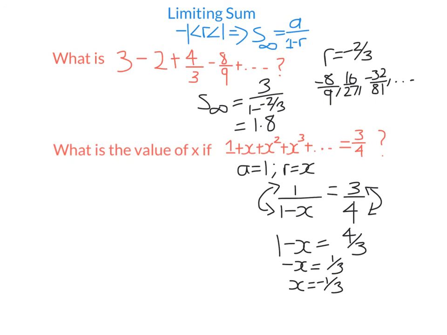So this will be the sequence 1 minus 1/3 plus 1/9 minus 1/27, and so on. If you keep adding terms over and over again to this series, the sum will reach a limit of 3/4 or 0.75. All right, let's now do one more question on limiting sums that is a very hard question.